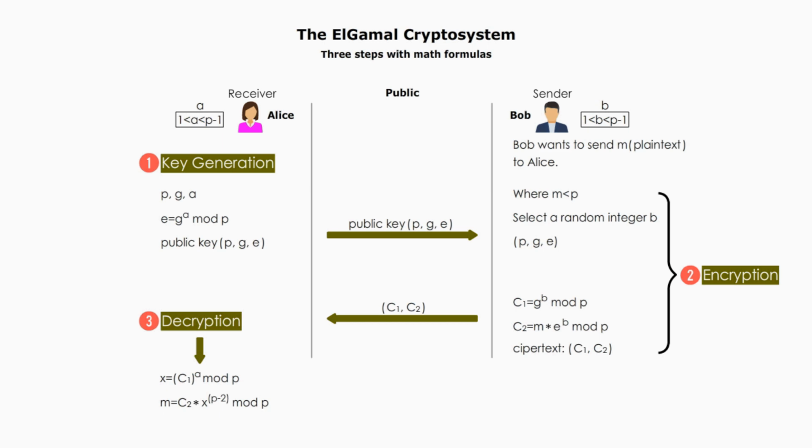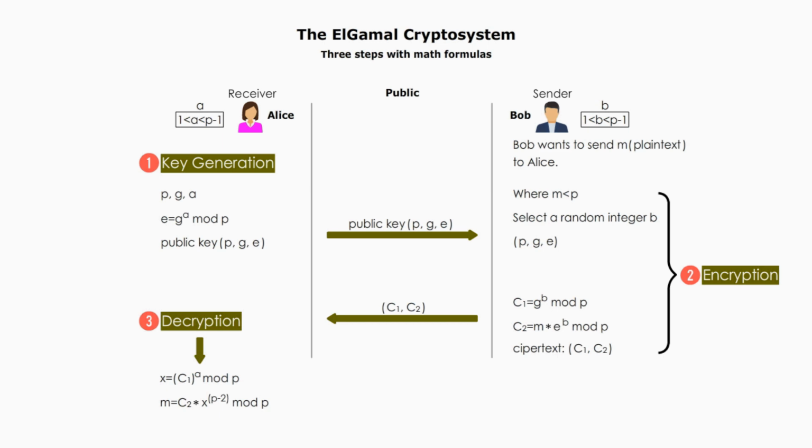Here is the scenario. Bob wants to send a message to Alice. Bob is the message sender and Alice is the message receiver. They agree to use ElGamal for encryption and decryption. Keep in mind, the public key algorithm always starts with the message receiver, Alice in this example, and she is responsible for the public key generation. The process of the ElGamal algorithm consists of three major steps.